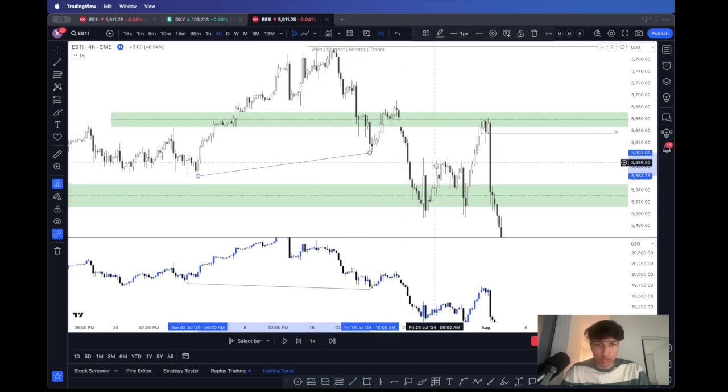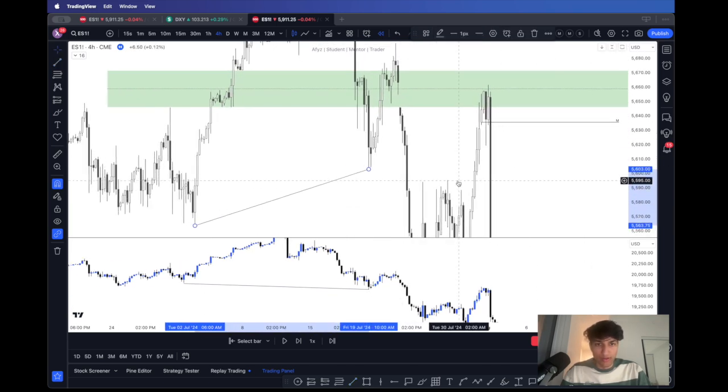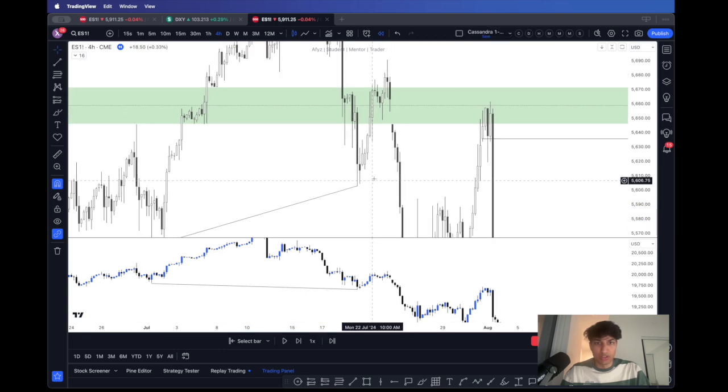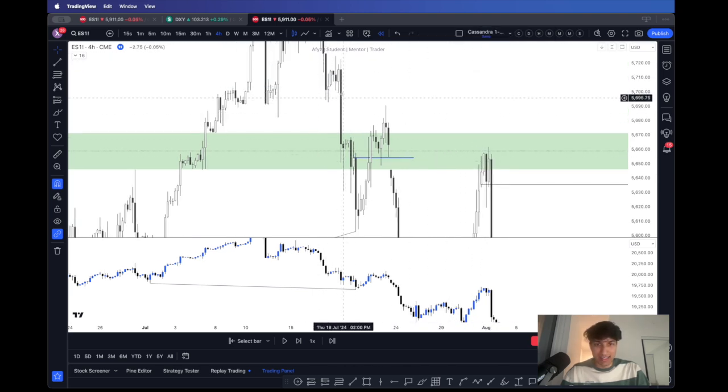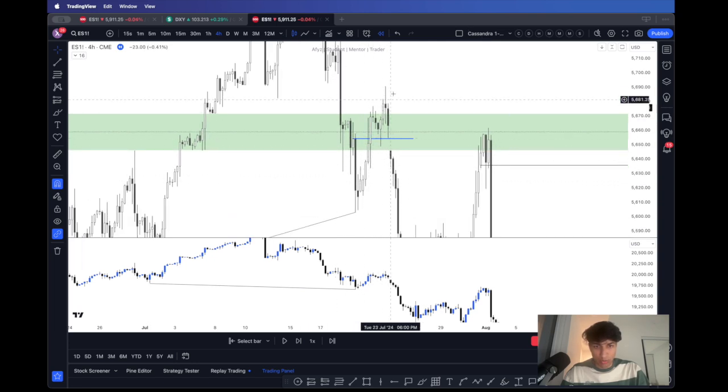However, what do we fail to do? What we fail to do is shift structure significantly above these highs. So we get this change in state of delivery right here, as you can see. Great. But what does price do? It comes back into this imbalance, does not shift above or invalidate this imbalance, and then there are no fair value gaps created in this range higher.